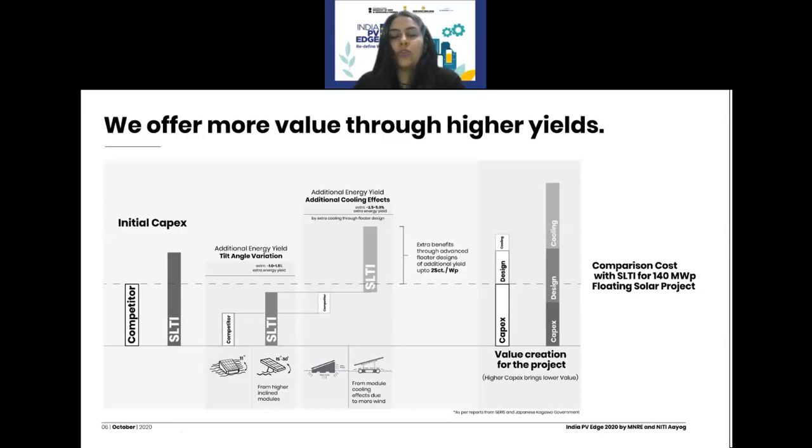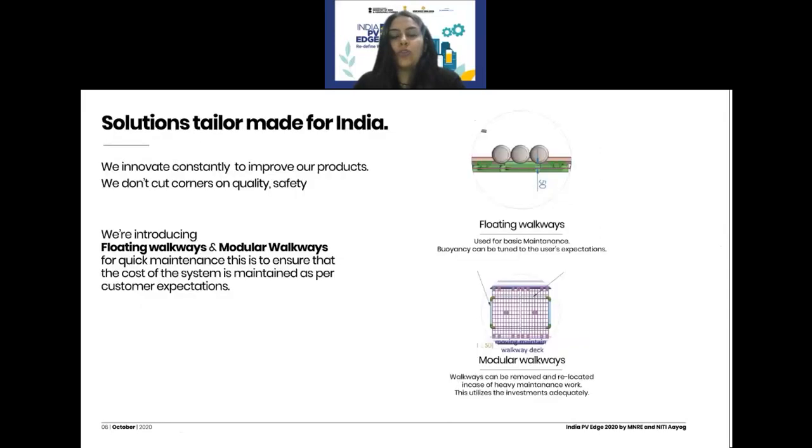So even though our initial CapEx is higher, through all the simulation work and data collection work, we have actually proven that from our floater, due to the tilt angle variation, we produce about 1 to 1.5% higher yield as compared to competitors. And when it comes to cooling effects, we can go up from 2.5 to 5% of extra energy yield. So for developers and owners of the plants, we are by far the most valuable solution out there, because yes, we have an initial CapEx which is slightly higher, but with our design and our cooling effects, the value that we bring to you and the total cost of ownership really jumps down and we can compete with anybody else in the market.